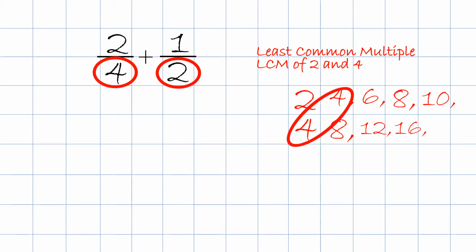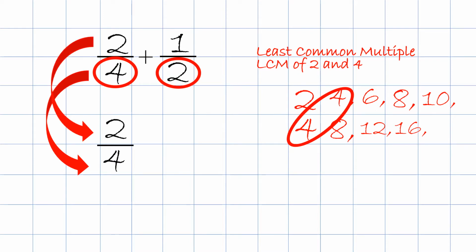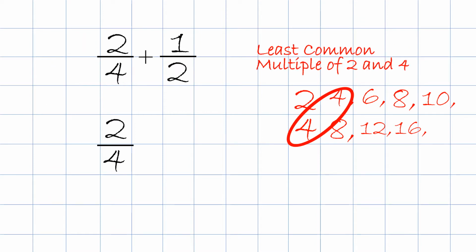So the first fraction, 2/4, we're going to take the bottom number and just bring it down, 4. The top number, we're going to bring it down and make it a 2. So the 1/2, we cannot just bring it down. We have to make the denominator 2 a 4. So we know that 2 times 2 will be 4. We write the 4 down here.